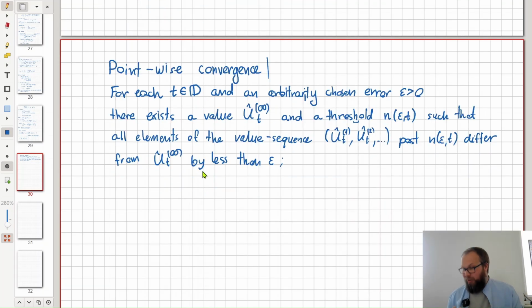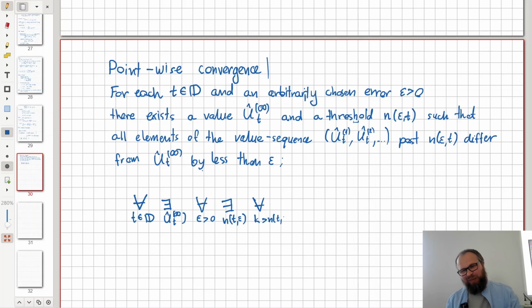And now in a more elegant, formal way, we would say: for all t belonging to the domain, there exists the value, the limit, right? The order is important, such that for all epsilons, there exists n, the threshold, t epsilon, such that for all k greater than n t epsilon.